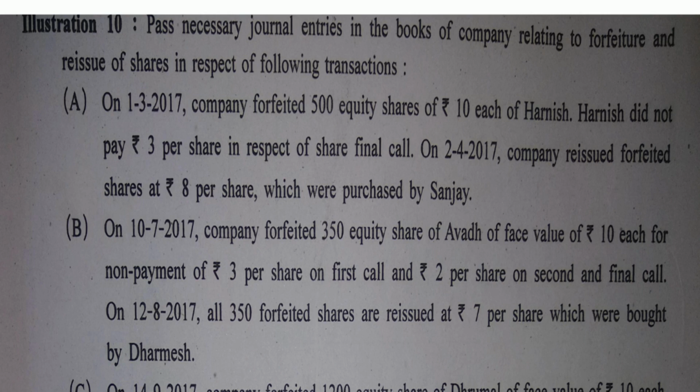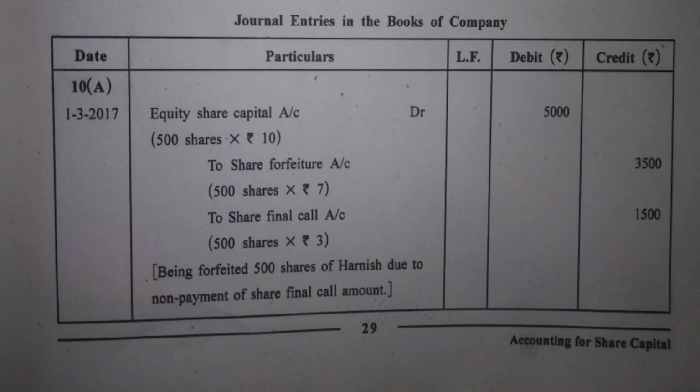Yes? Okay, so we are going to write down the journal entry for forfeiture, then for reissue of shares, and then an additional journal entry that I'll explain to you once we are done writing the journal entries for forfeiture and reissue. Okay, this is the journal entry for forfeiture of shares of Mr. Harnish. He was having 500 shares.